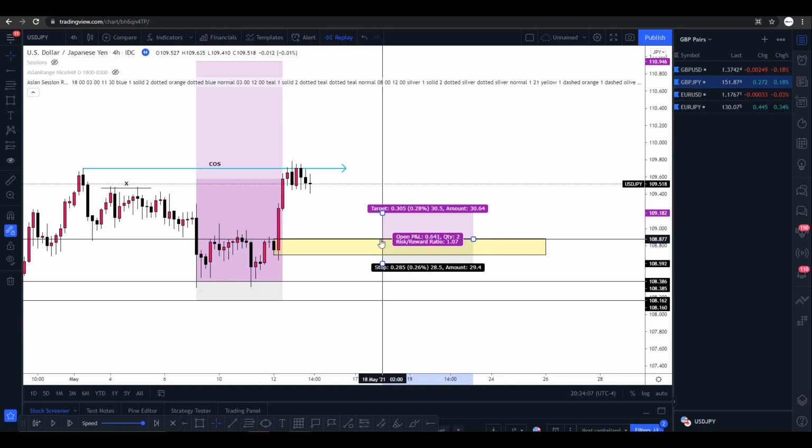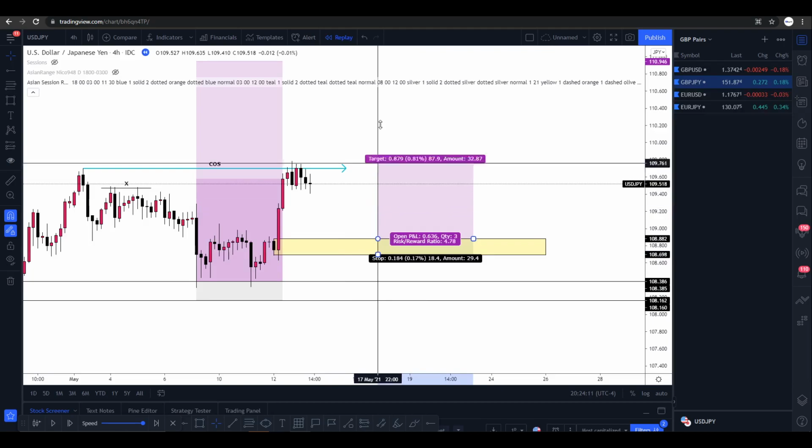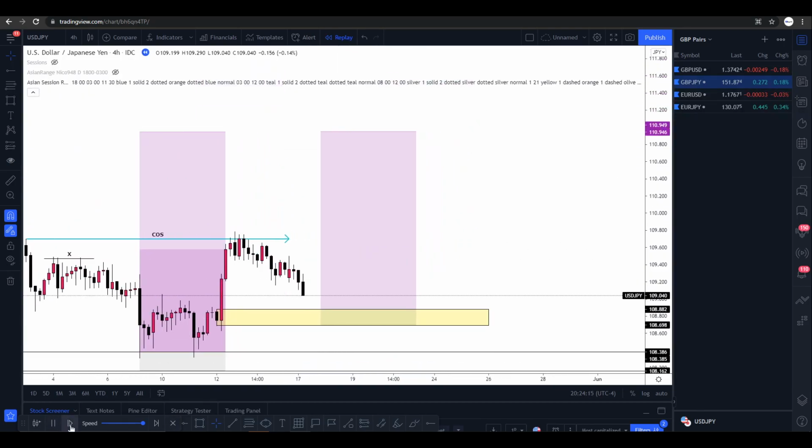Remember, we're not looking to buy just because price is in one point of interest. We need to move from point of interest to point of interest. So let me move this up to the next high and let's see what ends up happening. And price comes in here.